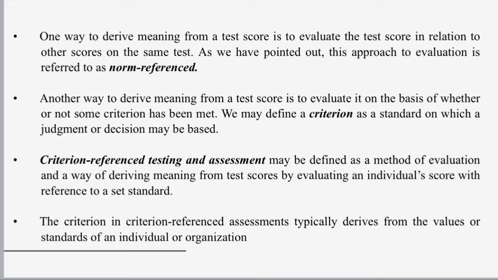So the criterion in criterion-referenced assessment typically derives from the values or standards of an individual organization. Some examples of criterion-referenced testing and assessment: to be eligible for a high school diploma, a student must demonstrate at least a 6th grade reading level. To earn the privilege of driving an automobile, would-be drivers must take a road test and demonstrate their driving skills to the satisfaction of a state-appointed examiner.